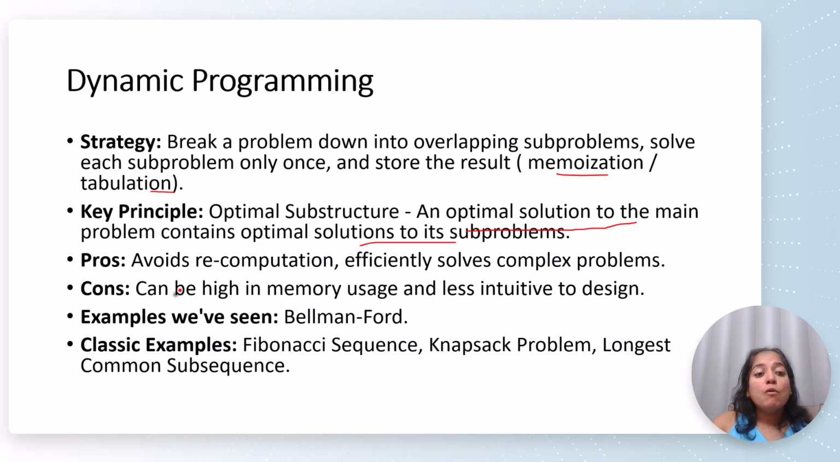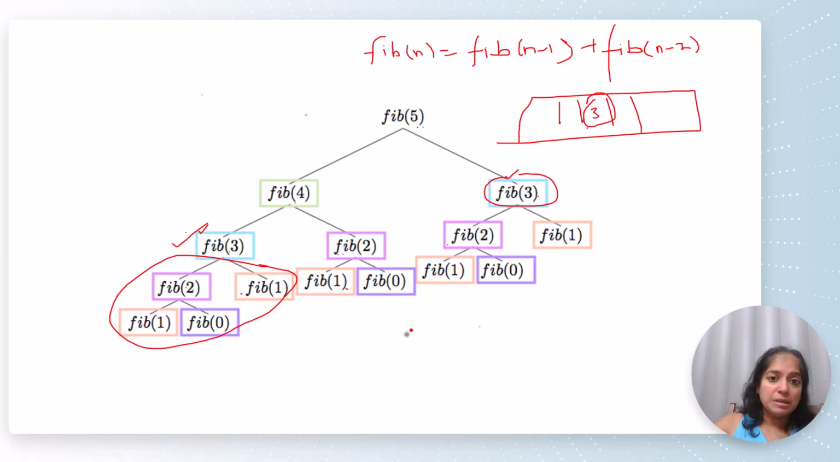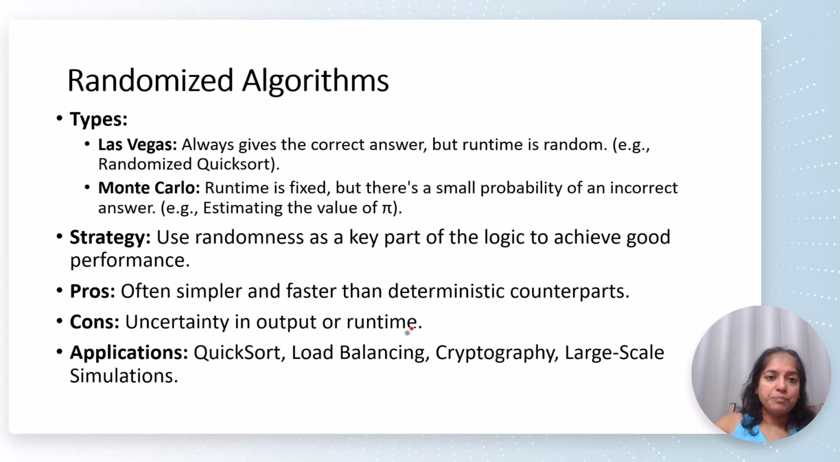Pros, the benefits are that it avoids recomputation and efficiently solves complex problems. But the drawbacks are that it can be high in memory use because we require additional memory to store the intermediate values, and it can be less intuitive to design because you need to think about how you can divide the problem into subproblems. Like the Bellman-Ford algorithm is a dynamic programming algorithm. Other examples are Fibonacci, the knapsack problem, which we are going to do as an algorithm too, longest common subsequence and so on. These all are examples of dynamic programming.